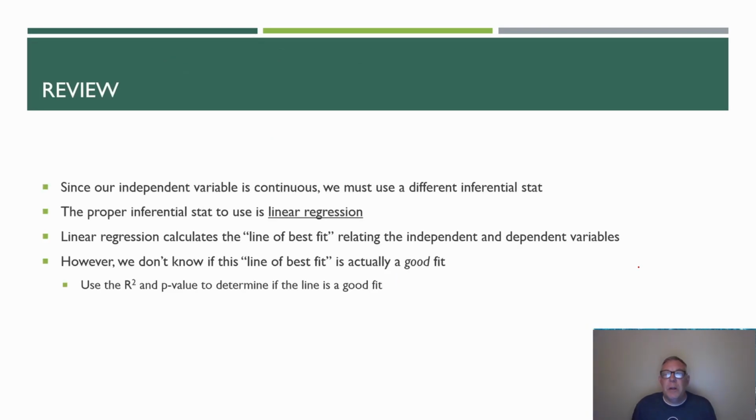Since our independent variable is continuous, we need a different inferential stat. The one that we're going to use is called linear regression. It calculates the line of best fit that relates the two variables, but we don't know if that's a good fit. We look at the R-squared and the p-value to decide if it's actually a good fit and a statistically significant fit.